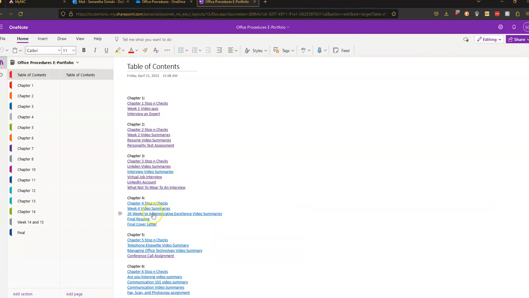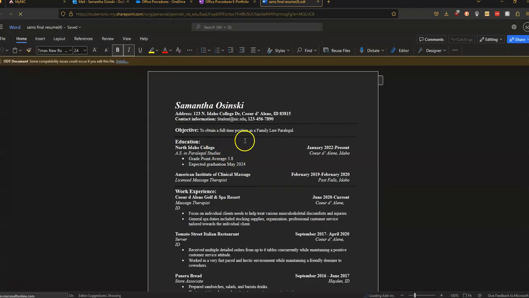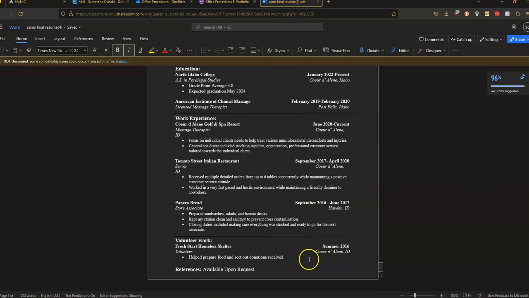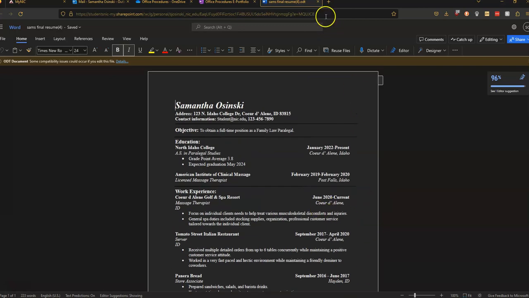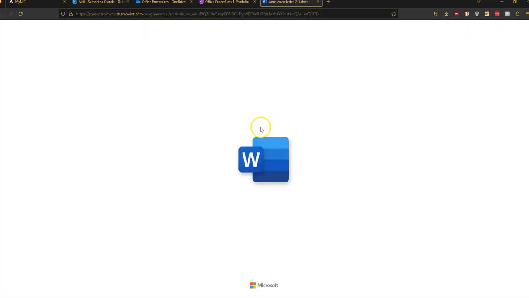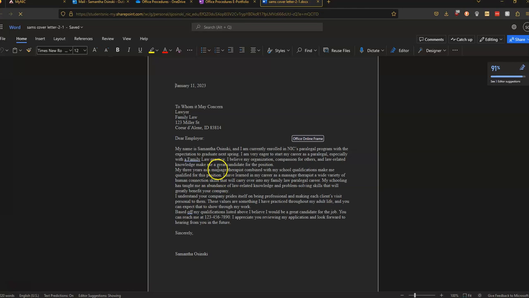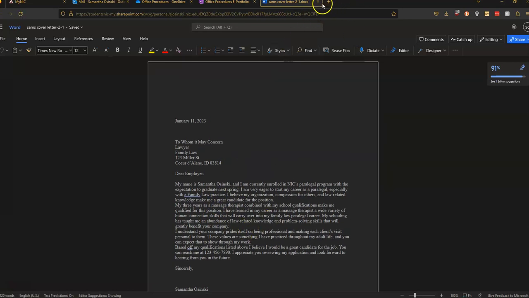And then we did our final resumes. For this one, in the beginning, I think the first or second week, we emailed someone who helped us edit and make our resumes and cover letters perfect. So this ended up being my final one, which OneNote kind of messes up the settings, unfortunately, but this is my final resume. And then final cover letter as well. So we emailed back and forth with a professional who helped us edit and make our resume and cover letters perfect.